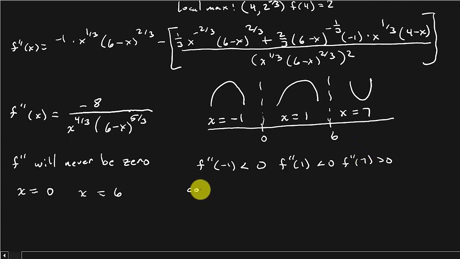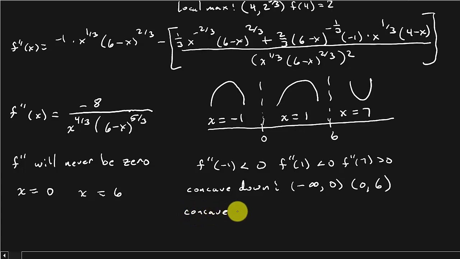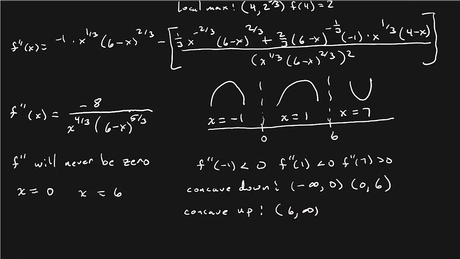And so I've got concave down. That is from negative infinity to 0 and 0 to 6. I'm going to split them up. You could write them all the same, but I'm just going to go ahead and split them up. And then we've got concave up, that is from 6 to infinity. All right, so there's concavity.